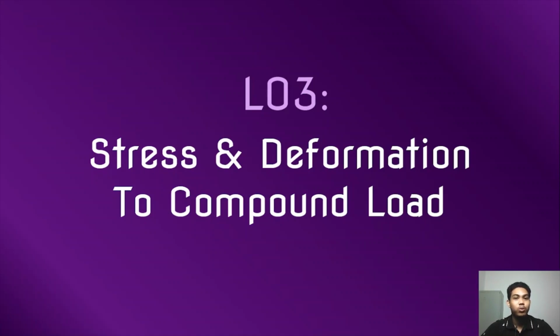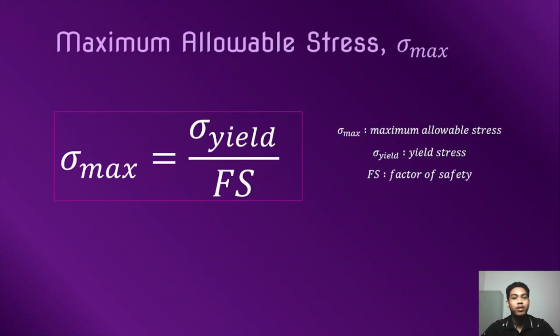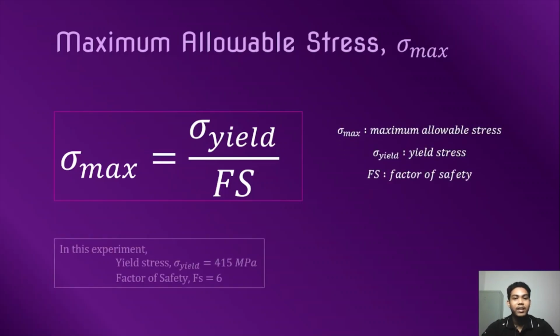Now we will move to LO3, Learning Outcome 3, Stress and Deformation due to Compound Load. In this part, we will calculate the maximum allowable stress. Here is the formula: the maximum allowable stress equals yield stress divided by factor of safety. In this experiment, the yield stress of the bar is 415 megapascal. The factor of safety is 6 because the bar is able to support 2 loads with equal weights.